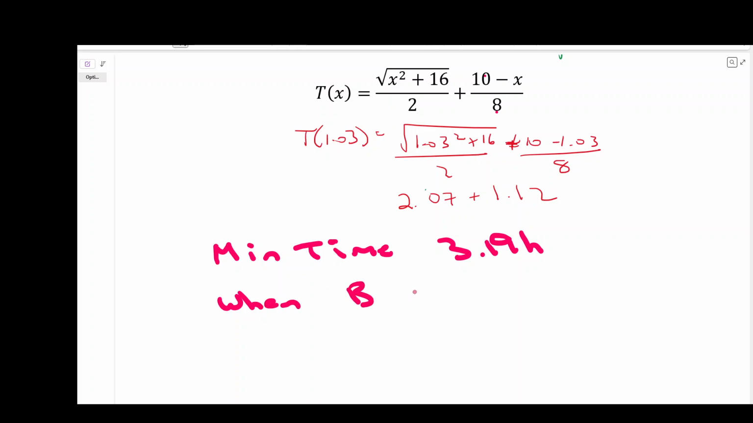The minimum time of 3.19 hours occurs when point B is 1.03 meters from point D. And if you define point D, that's fine. You don't need to be all crazy descriptive, but you can.